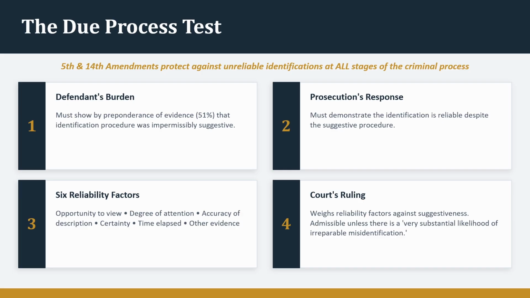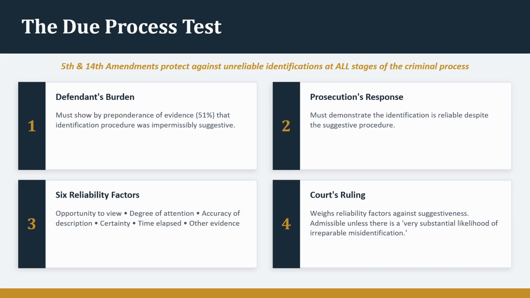Step 1. The defendant must prove by a preponderance of the evidence, meaning more likely than not, that the identification procedure was impermissibly suggestive. This is the defendant's burden. Step 2. If the defendant meets that burden, the prosecution has the opportunity to respond by showing that despite the suggestive procedure, the identification itself is reliable and can be trusted.